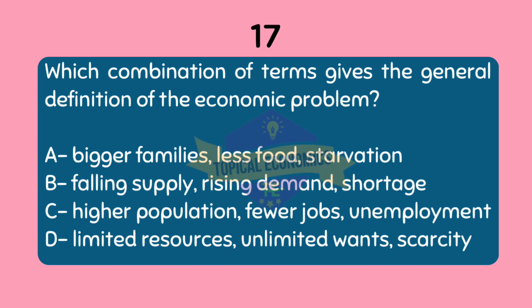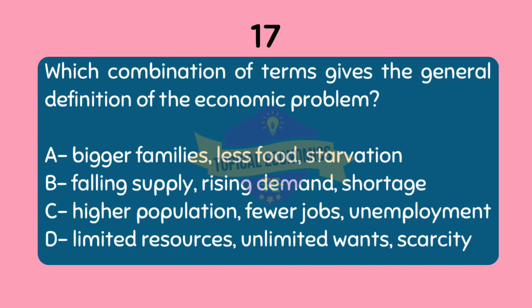Which combination of terms gives the general definition of the economic problem? A. Bigger families, less food, starvation. B. Falling supply, rising demand, shortage. C. Higher population, fewer jobs, unemployment. D. Limited resources, unlimited wants, scarcity. This question is from year 2017 May-June version 1 paper.